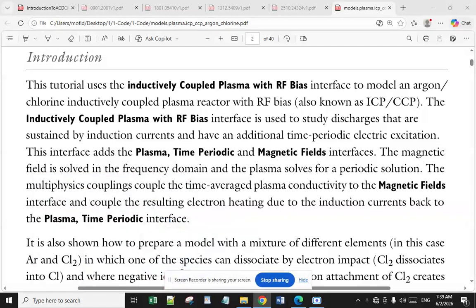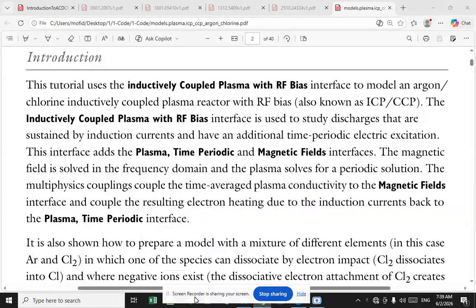In the name of Almighty God, I'm Master Sankoshi, and today I want to talk about an introduction to plasma ICP, CCP, argon, chlorine. This tutorial uses the inductively coupled plasma with a radio frequency bias interface to model an argon chlorine inductively coupled plasma reactor with radio frequency bias, also known as ICP and CCP. This is ICP because inductively coupled plasma, and also CCP.